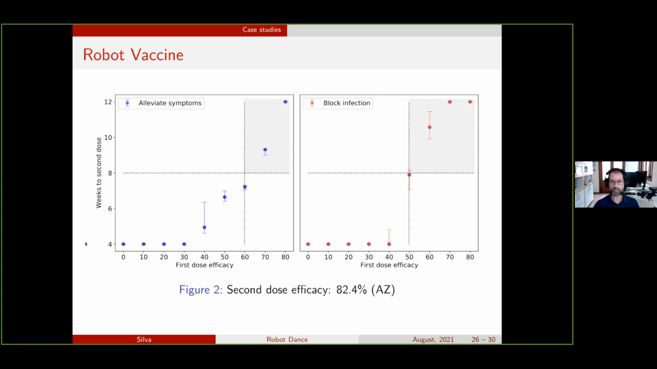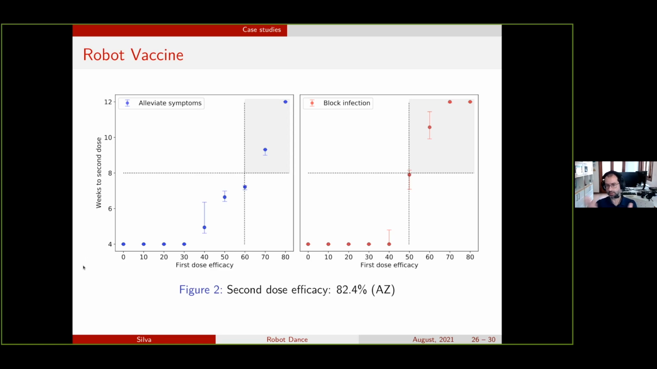Or in some situations, the first dose has a very low efficacy. It's not good to create immunity. Then naturally, the optimization model should say, okay, I don't want to postpone the second dose because it's not helping a lot. The real protection comes after the second dose. So I will try to do the second dose as soon as possible. And well, there should be some region there that we didn't know where it was.